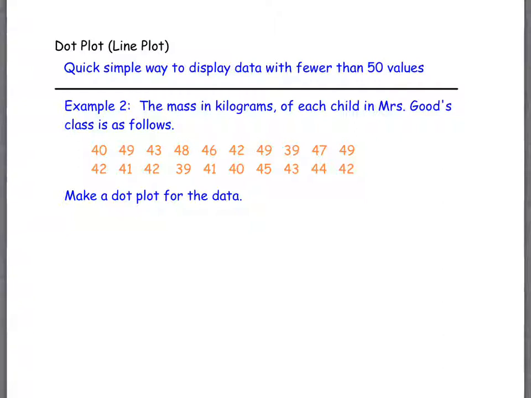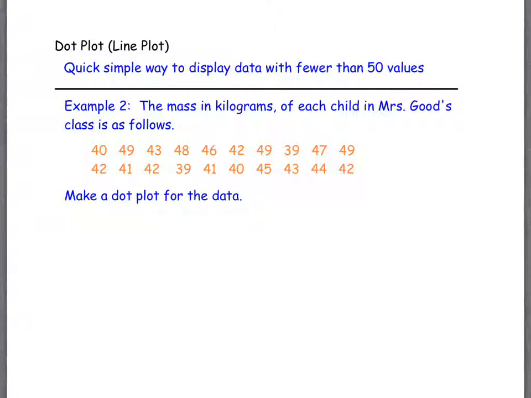All right, this next one is almost like a pictograph, but it almost looks like it's turned on its side. So this is called a dot plot or a line plot. It's a quick and simple way to display data with fewer than 50 values. So if you've got more than 50 values, you want to use something else, and you'll see very quickly why in a minute. These are the mass in kilograms of each child in Mrs. Good's class. So these are all different numbers here, and we're going to make a dot plot, otherwise known as a line plot for this.